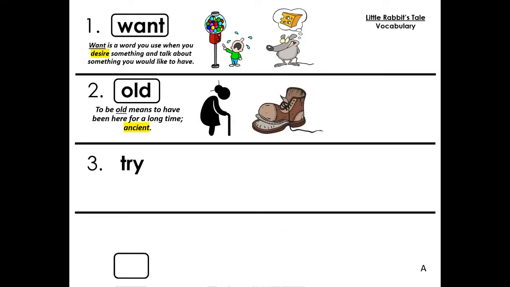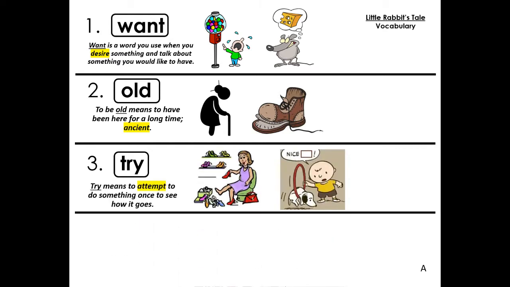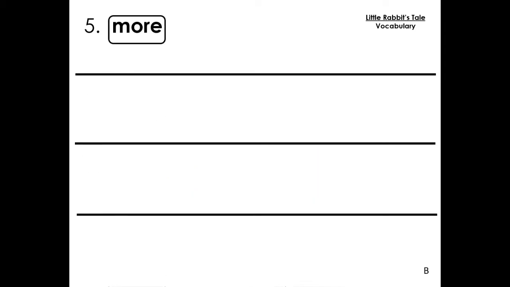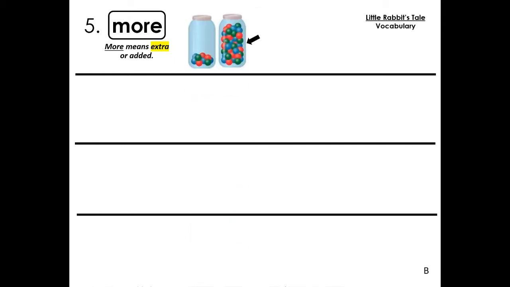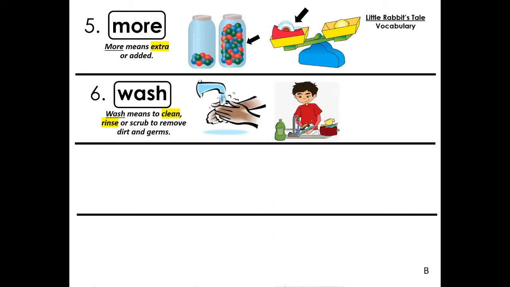Number three, try. Try means to attempt to do something once to see how it goes. Number four, use. Use means to operate something or work with something. Want, old, try, and use. Number five, more. More means extra or added. Number six, wash. Wash means to clean, rinse, or scrub to remove dirt and germs.